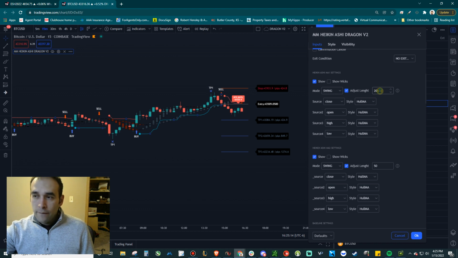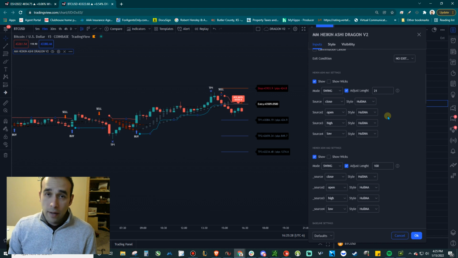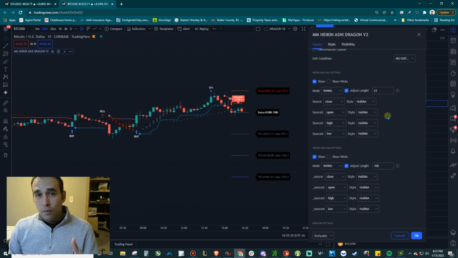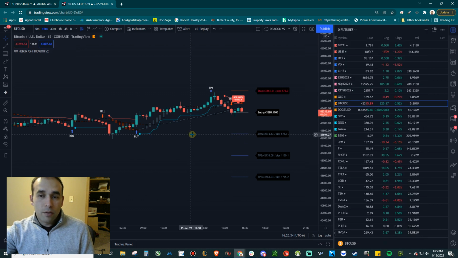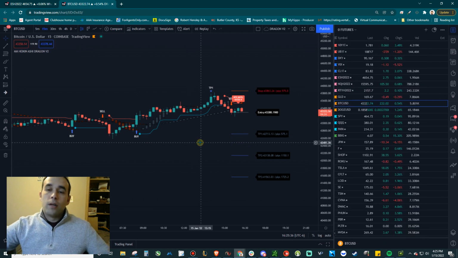Now that first length, the first moving average is based off of 20 periods, and the second one is based off of 50. You can change this. It comes by default as 21, 100, which is fine. I mean, you just got to figure out whatever lengths and triggers that you like. But now the trigger is only going to happen when the price crosses both moving averages to the upside or downside. And so that'll help filter out some of that choppiness.